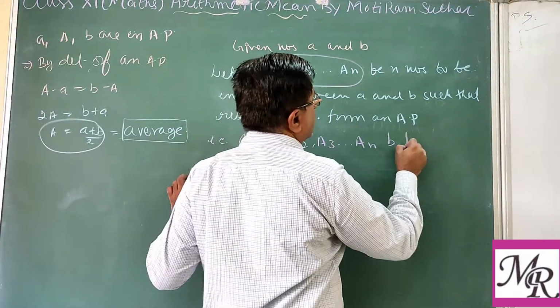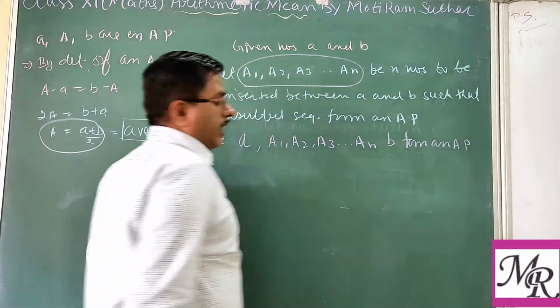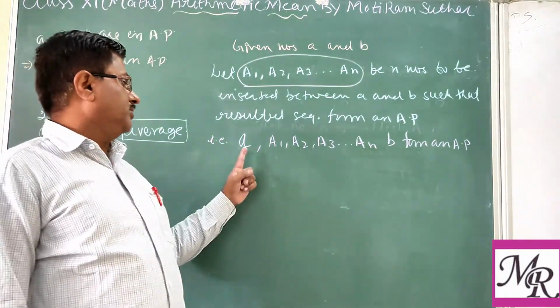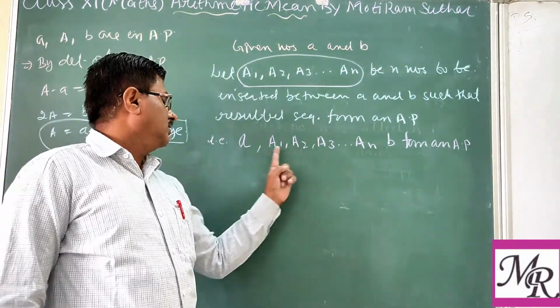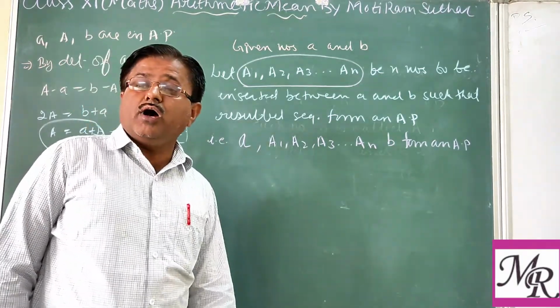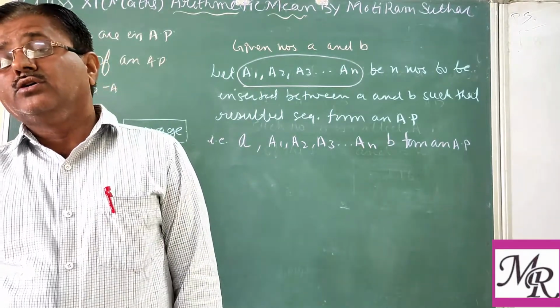These form an AP. According to our condition, this should form an AP. A and B are given, with A1, A2, A3 up to An in between. So we want to find these n numbers.